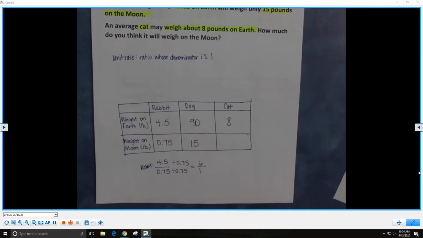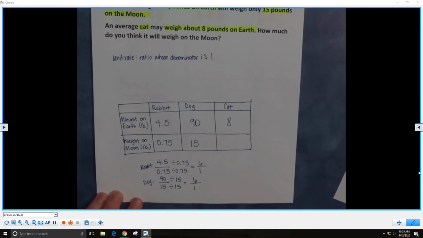Okay, now let's look at a ratio for the dog's weight. Remember that we are setting up a ratio of the weight on Earth to the weight on the moon. Well, how do we make a unit rate? Right, we can use division. Remember that we want the denominator to be 1. So 15 divided by 15 is going to give us a denominator of 1. If we divide the denominator by 15, we have to also divide the numerator by 15 to create an equivalent ratio. Well, 90 divided by 15 is 6.